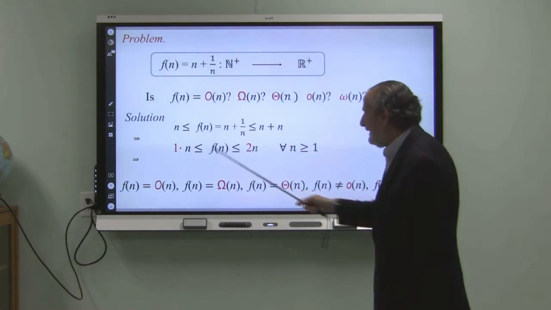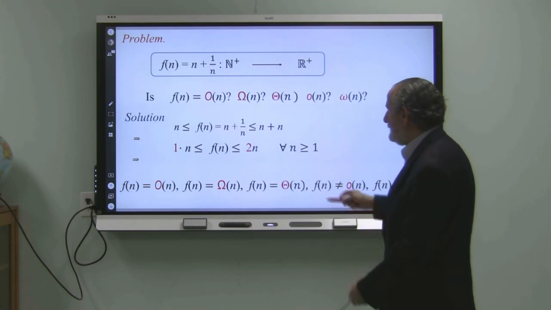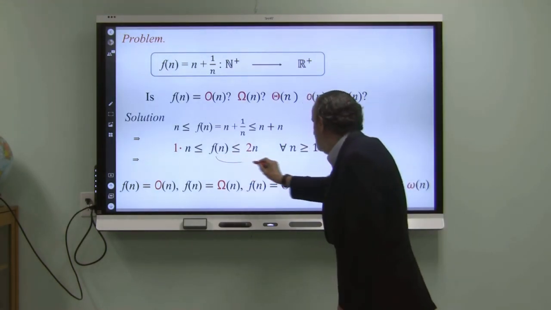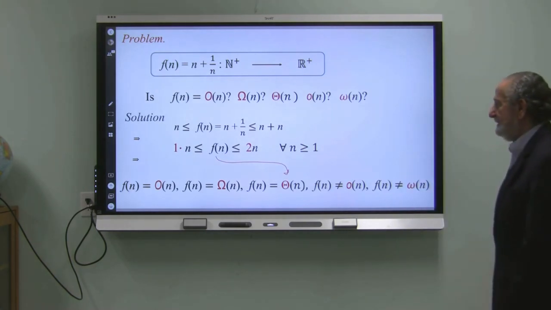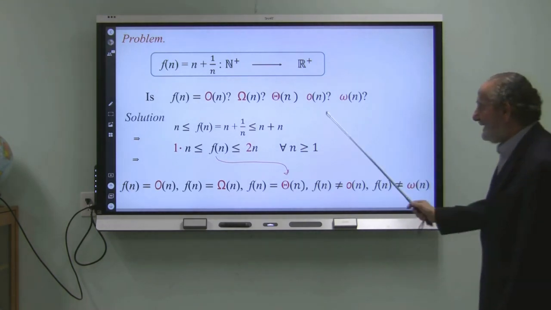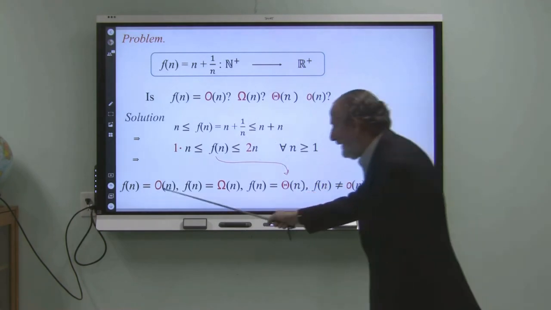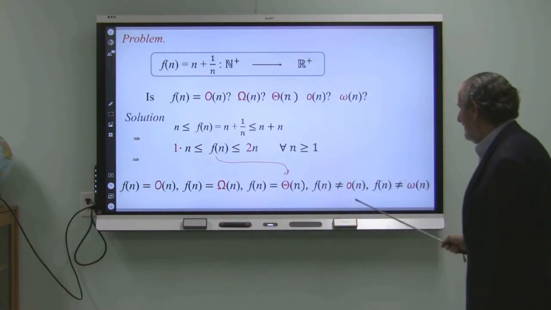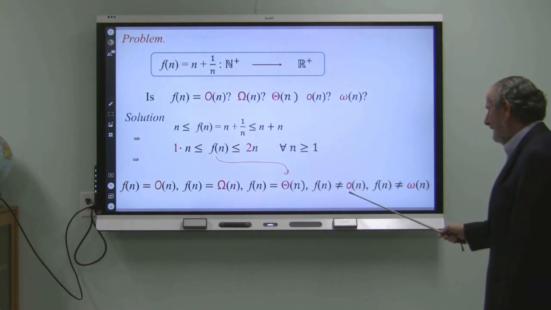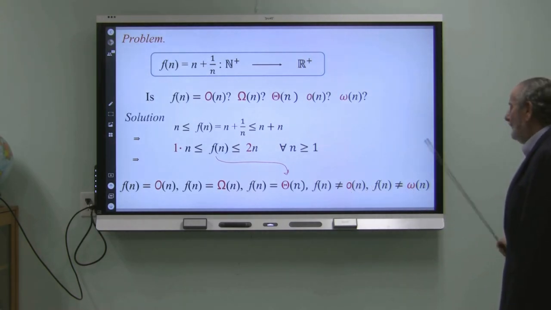What that tells me, that f(n) is big theta n. So when it's big theta n, then it's going to be big O n, and it's going to be big omega n, no problem. But then it's not going to be little o n, it's not going to be little omega n.